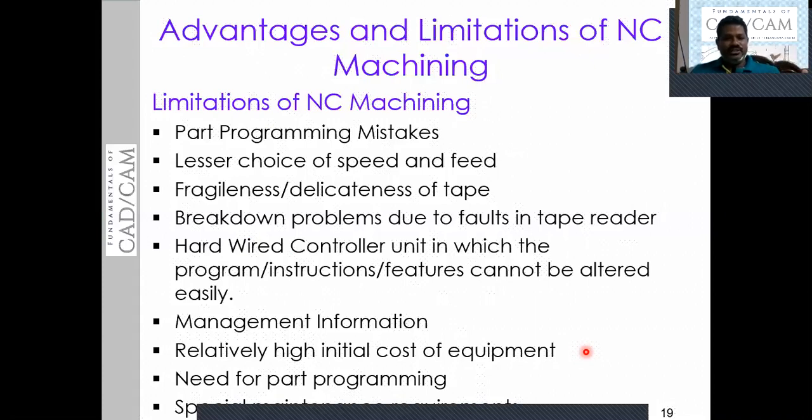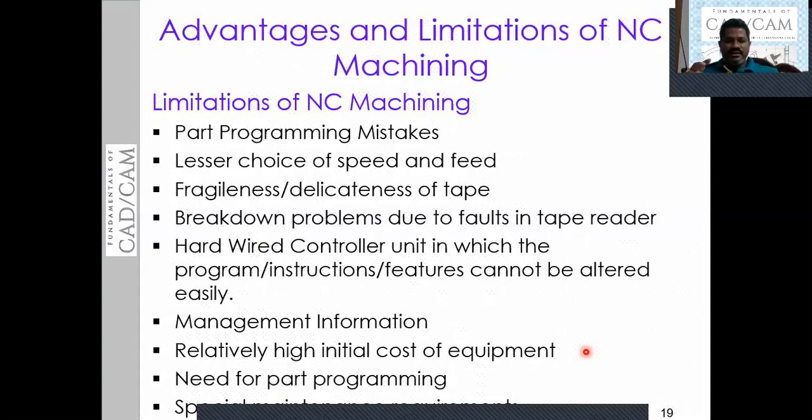Once we start the machining process, we don't have control over the speed and feed. Once we feed the program, the machine will run as per the specified values of speed and feed. We cannot control the speed and feed once we start the machine. That is the limitation of the NC machine. During the machining process, we cannot control the speed and feed. That is the major disadvantage of NC machining.